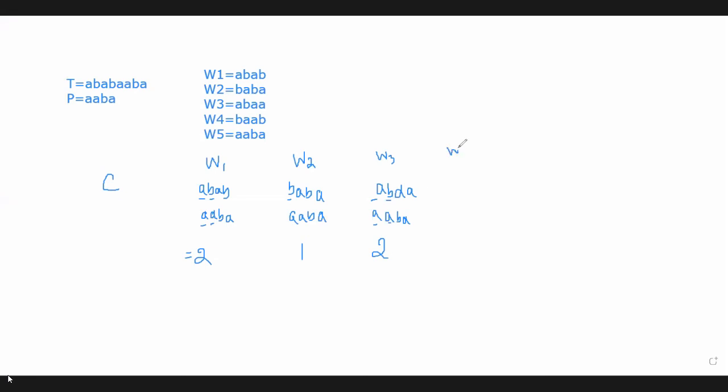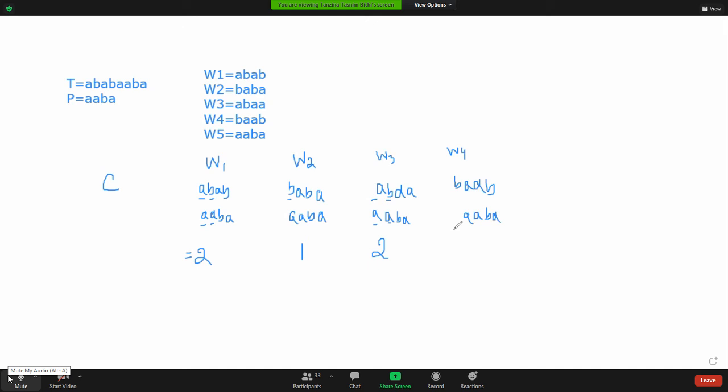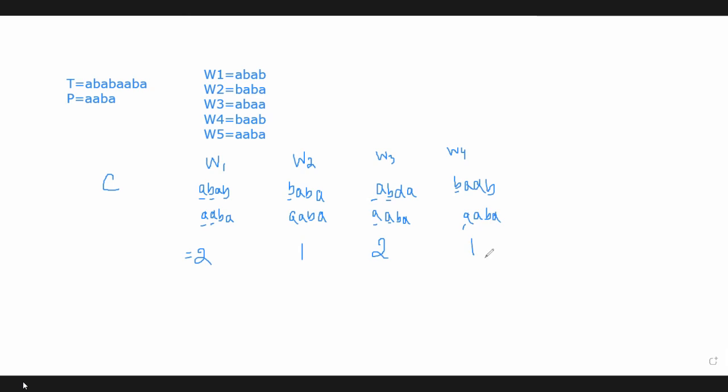And what about W4? In W4 it's BAAB, and the pattern is AABA. So how many times will the algorithm compare the characters? Only 1 time, because at the time of the first comparison, it will get a negative result. So it will compare only once.